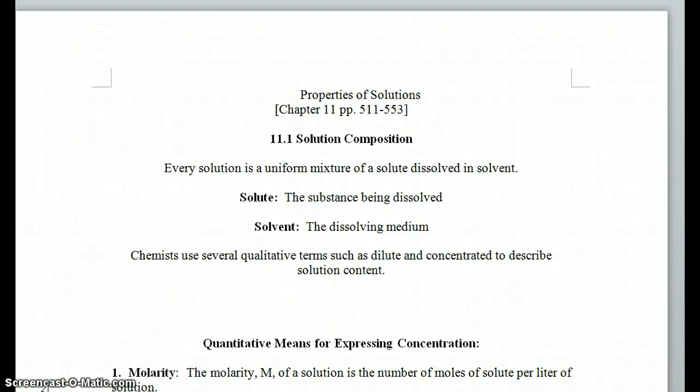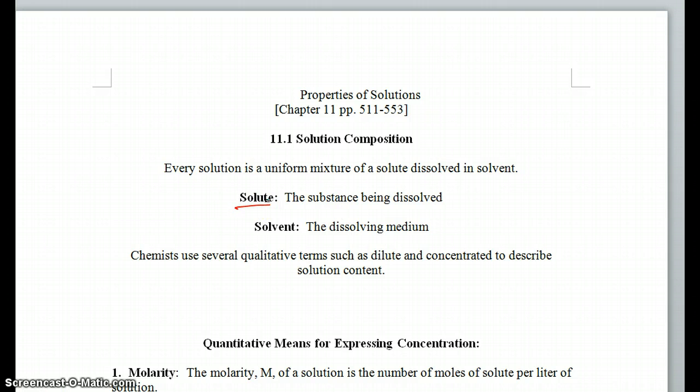Okay, so we're on chapter 11, which largely concerns the chemistry of solutions. So the first thing we need to do is talk about some basic vocabulary and calculations. So a solution is made up of a solute and a solvent.